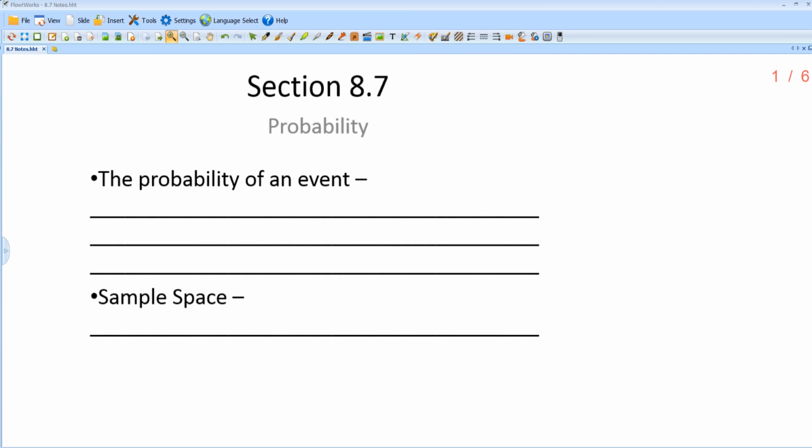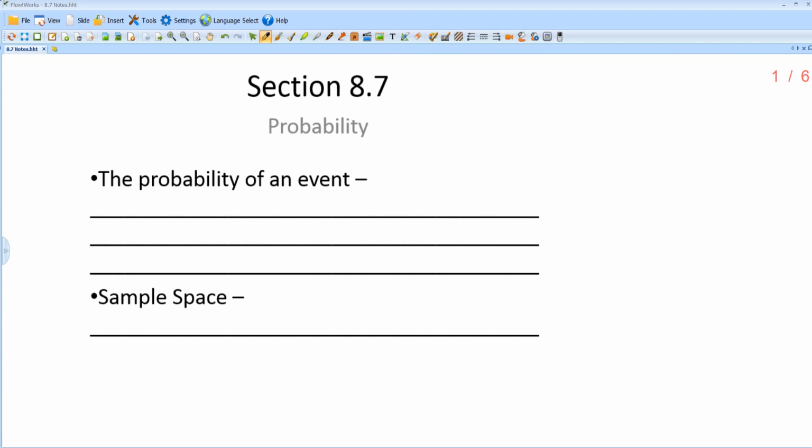All right, welcome and thanks for joining for our last section in Chapter 8. In 8.7, what we're going to be talking about here is probability. Now, I'll let you know beforehand that some of the definitions we're going to be doing here are pretty lengthy definitions for things that are also pretty easy to actually do.